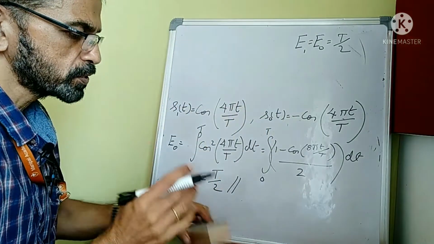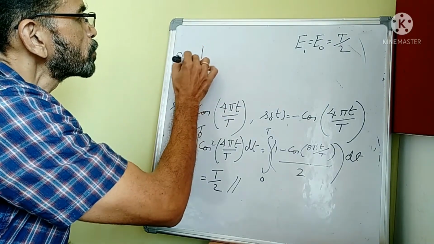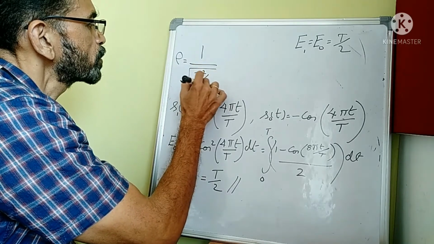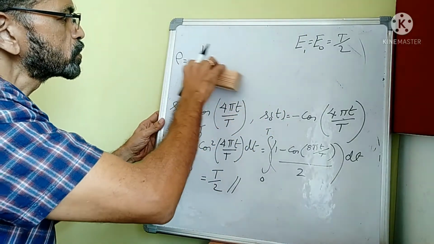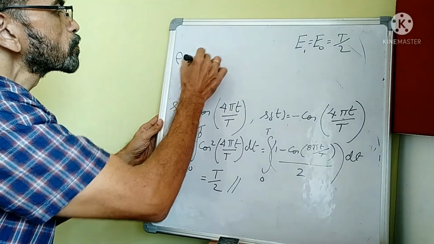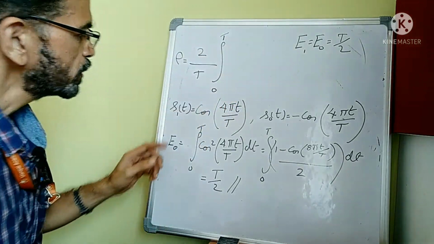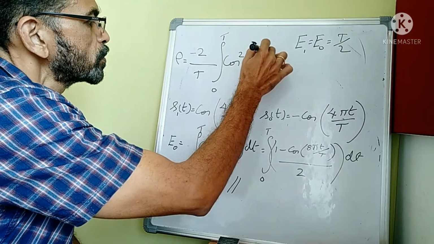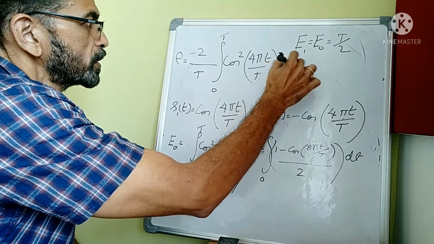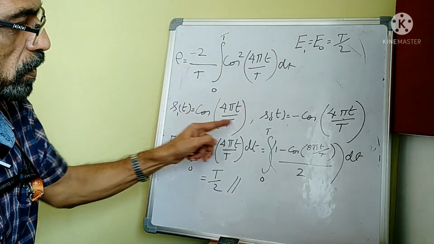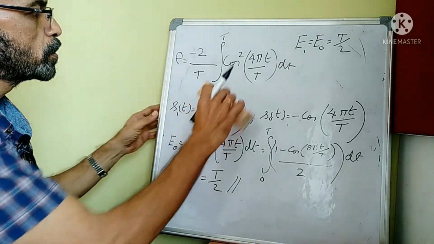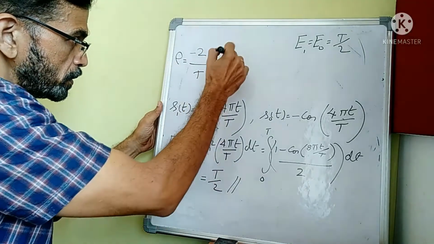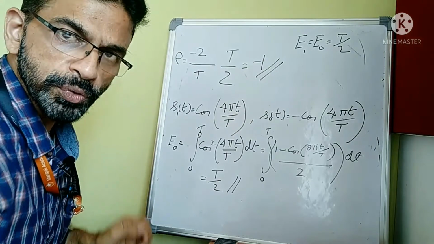Now we calculate the correlation coefficient. Rho is equal to 1 by root E0 E1, that will be square root of t square by 4, since E0 is t square by 4, which gives us 2 by t. Integral 0 to t of s1(t) into s0(t) will give you minus cos square 4 pi t by t dt, and we already know the result of this, which is t by 2. We have done the same thing here, so we get t by 2, which is minus 1. So rho is minus 1 in this case.